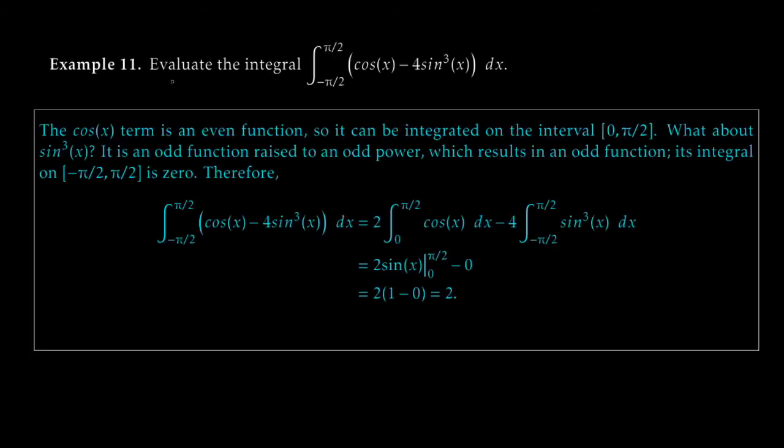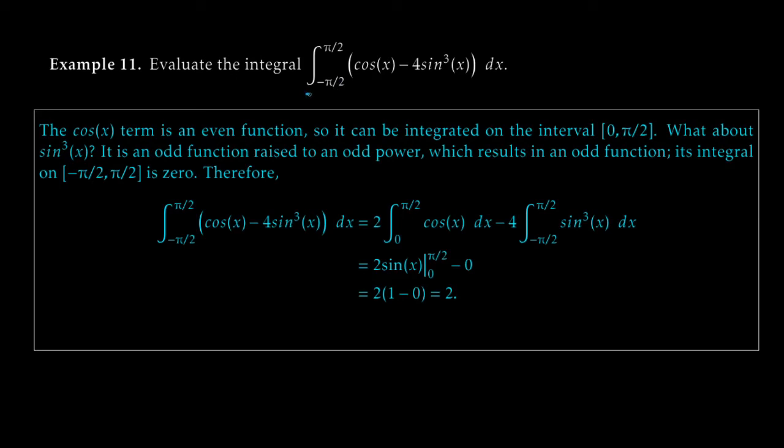Okay, here we are with another one. Example 11. Let's evaluate the integral from minus pi over 2 to pi over 2 of cosine of x minus 4 times sine cubed x dx. So, what do we have here?